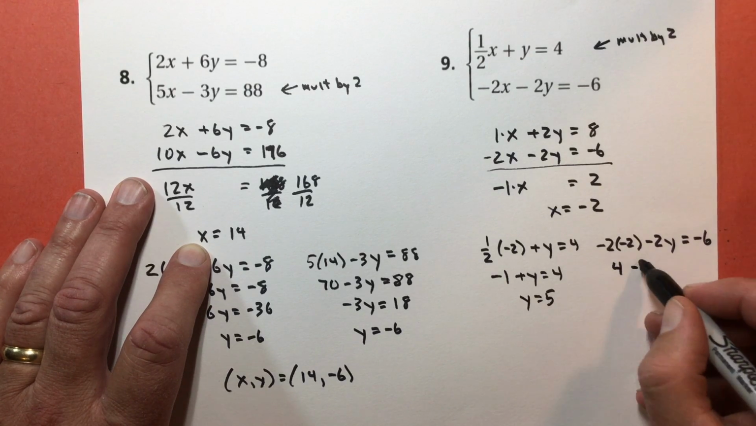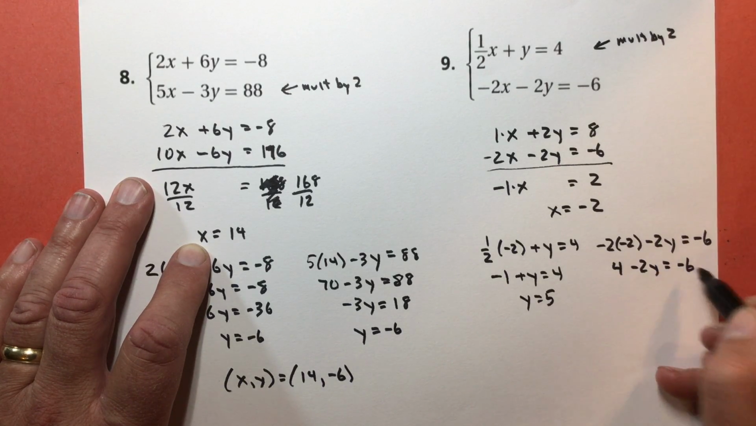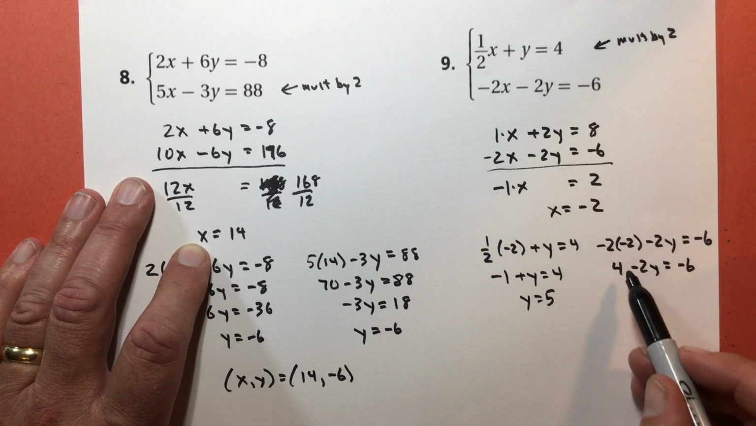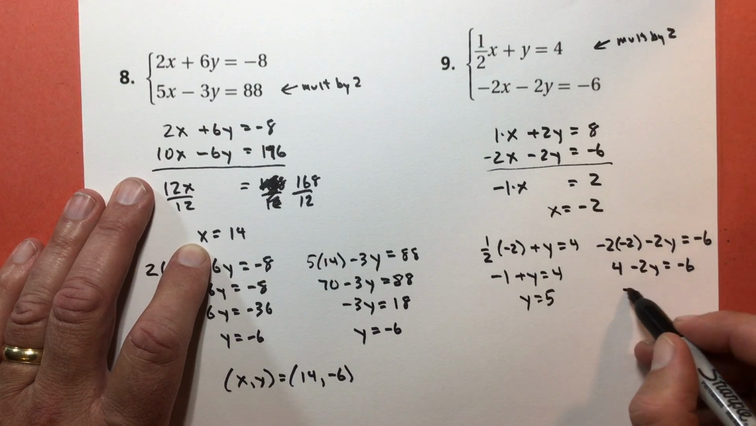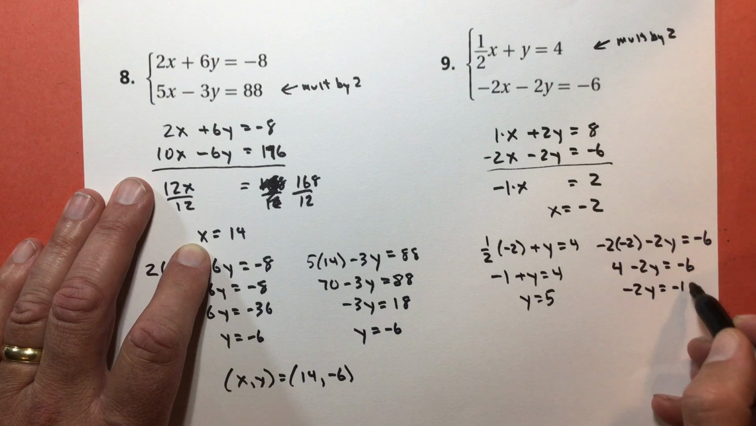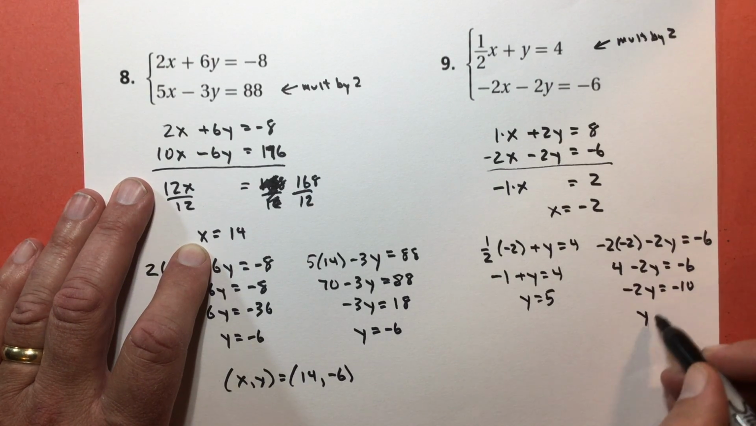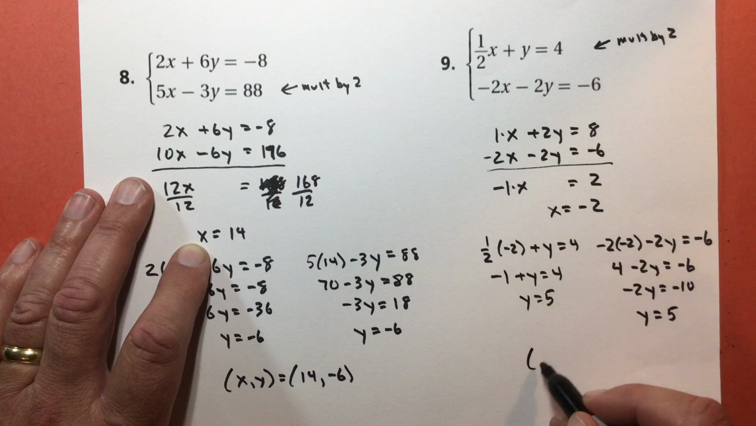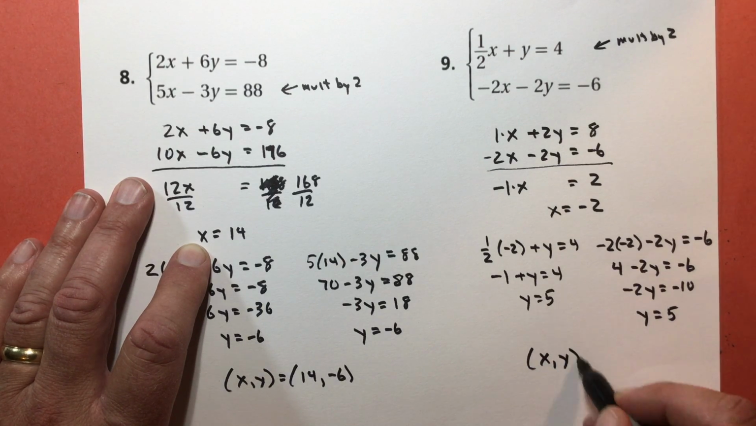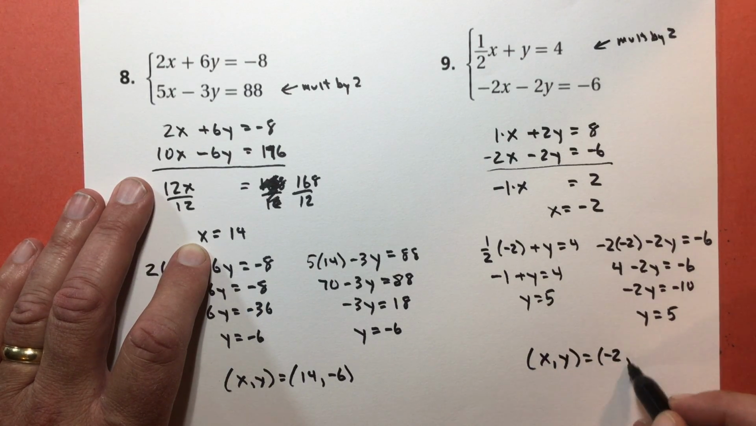This is 4 subtract 2y equals negative 6. I'm going to subtract 4 from both sides. I get negative 2y equals negative 10. Divide by negative 2 and I get y equals 5 one more time. So my x and my y are equal to negative 2 and 5.